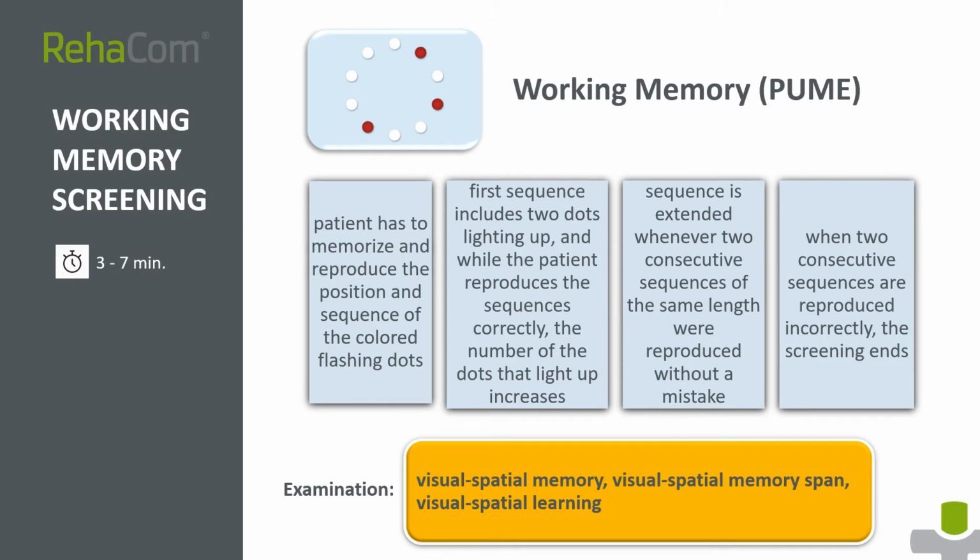In the working memory screening module, one memory span Z-value is calculated. Similar to the Corsi block tapping, the visual spatial memory span is measured by the maximum length of the memorized dot patterns that can be reproduced immediately without errors. RehaCom's training module, working memory, in this case it has the same name, and the memory strategy training module are good training options.